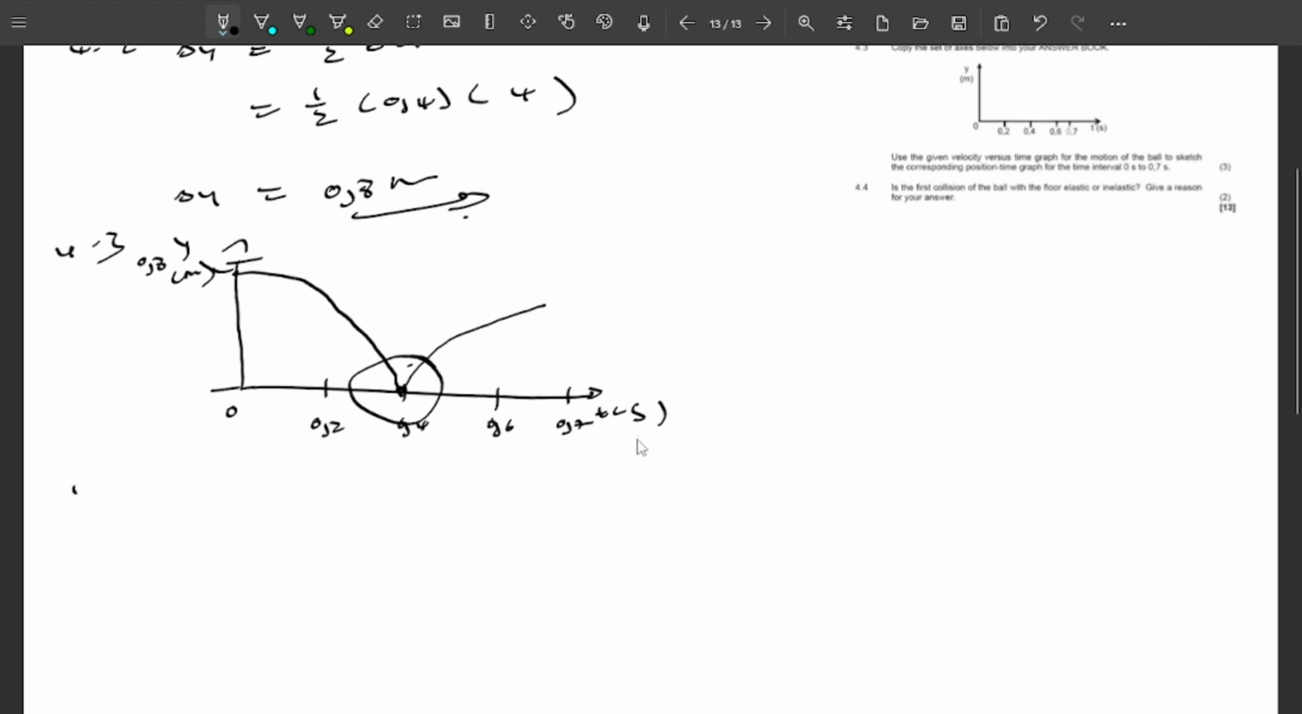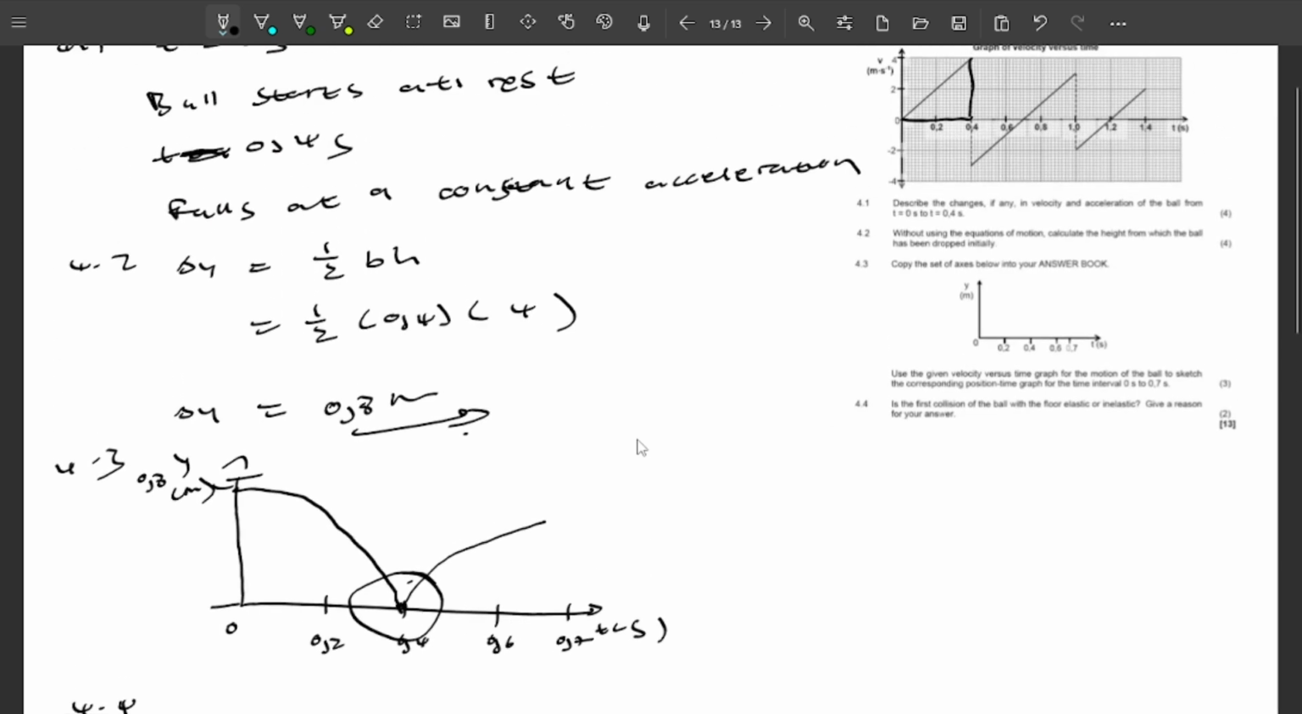Right, moving on to 4.4. Is the first collision of the ball with the floor elastic or inelastic? Give a reason for your answer. Now for this one, it won't take you much time because you just look at the speed at which this ball lost. Look at 4 meters per second. Its VF when it touched the ground was 4 meters per second. Then it went up with an initial velocity of what? Maybe 3 or 3.2 or something, but it wasn't 4.